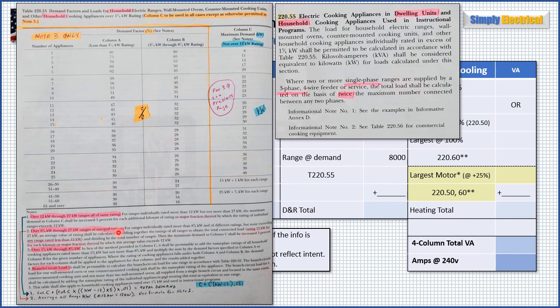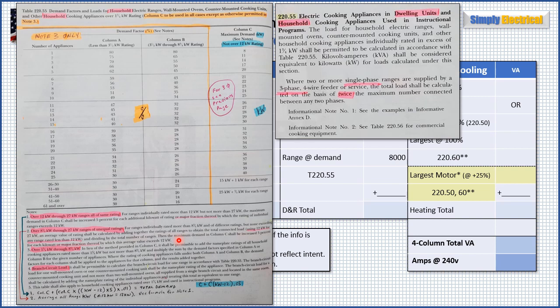So for those ranges, an average value of rating shall be calculated by adding together the ratings of all ranges to obtain the total connected load. Then it says using 12 kW for any range rated less than 12 kW, and dividing by the total number of ranges. Then the maximum demand in column C shall be increased 5% for each kilowatt or major fraction thereof by which this average value exceeds 12 kW. Okay, again, sounds very confusing at first, but it's really not that bad.